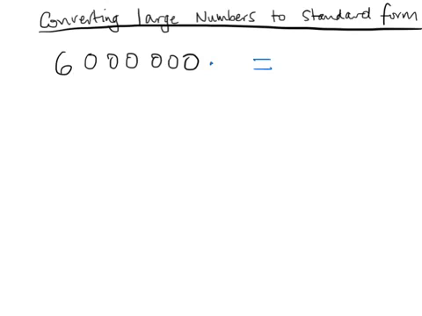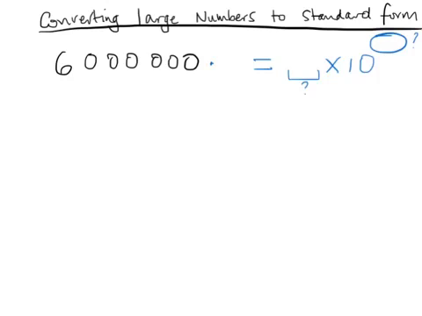And we say that's equal to something times 10 to the something, and we need to fill in these somethings here. So what goes inside there and what goes in here? Well, what goes inside the power is the number of times that you move the decimal point so that the number before the decimal point is between 1 and 9.